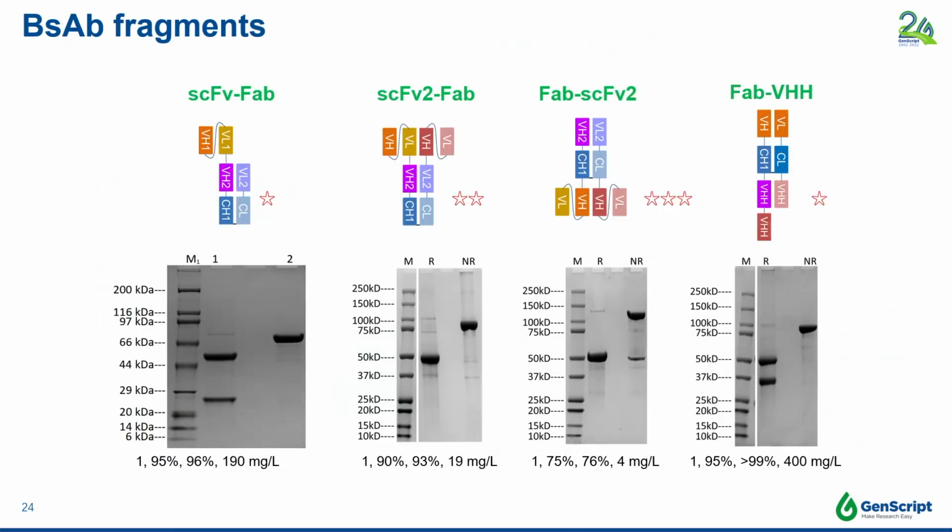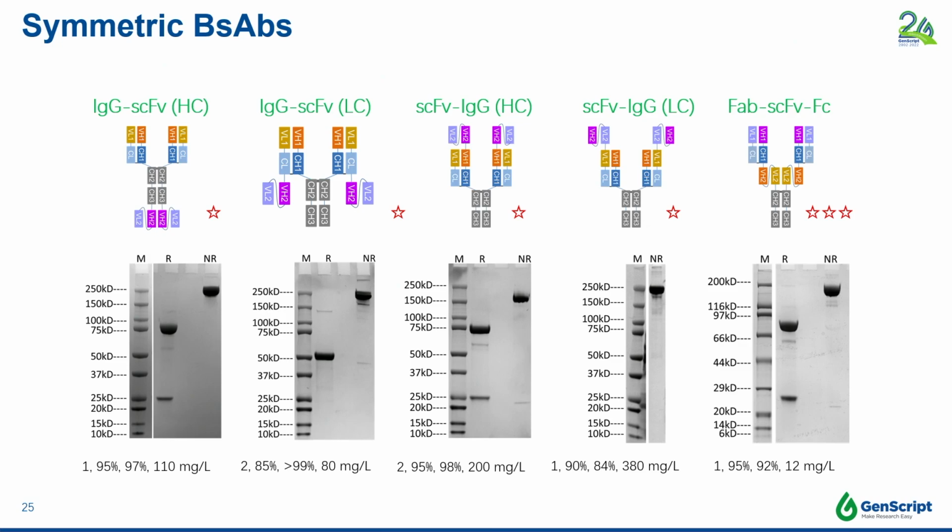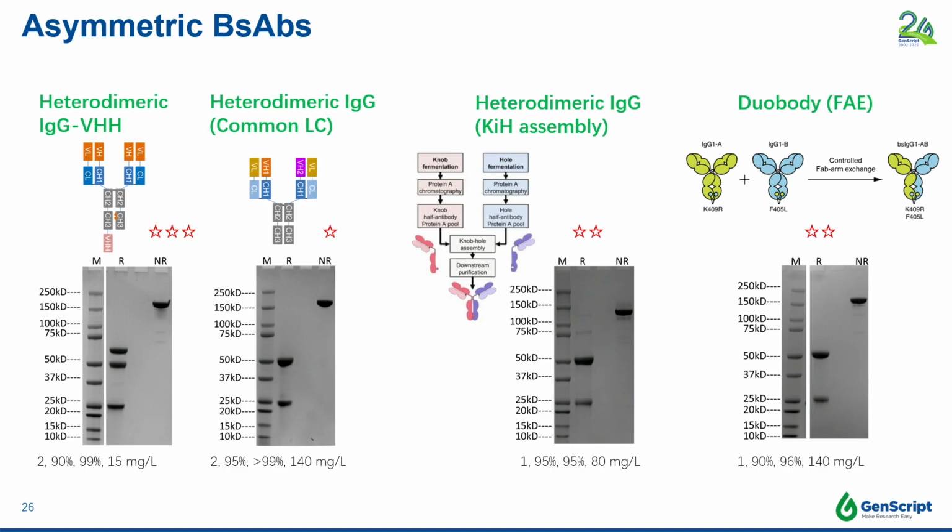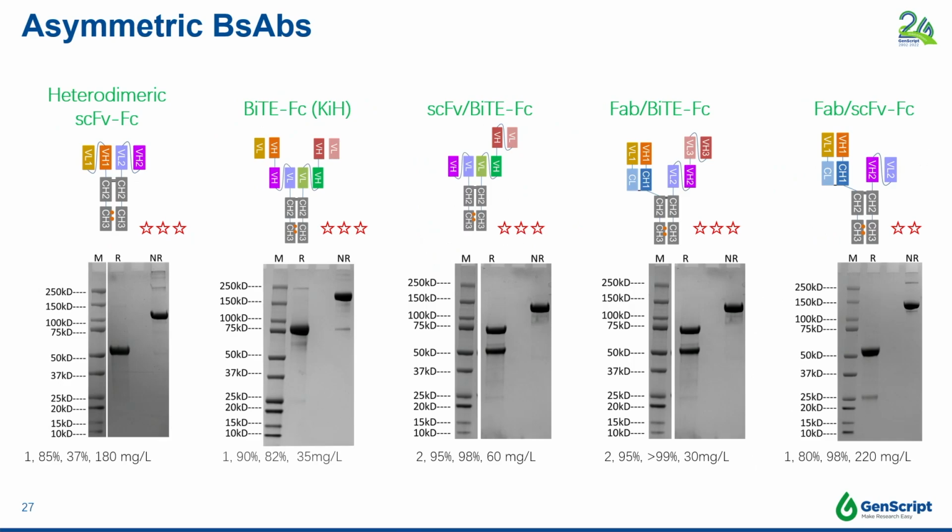And then I just wanted to go through some other formats that we've made. So some scFv-Fab bispecific antibody fragments, as well as scFv2-Fab in either orientation, as well as a Fab-VHH. And then we've also produced many different symmetric bispecific antibodies. And then also, as I've just gone through, some asymmetric bispecific antibodies, including a different purification method where we've done knob fermentation followed by hole fermentation, and then joined them together, and more asymmetric bispecific antibodies.